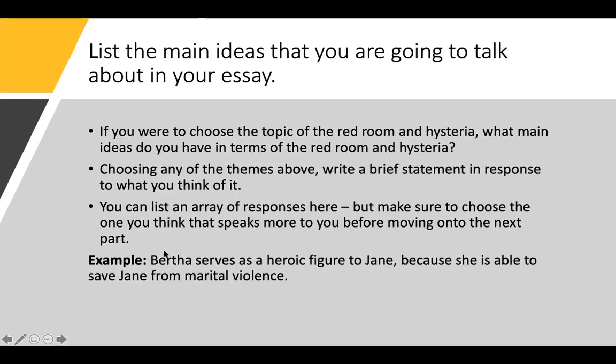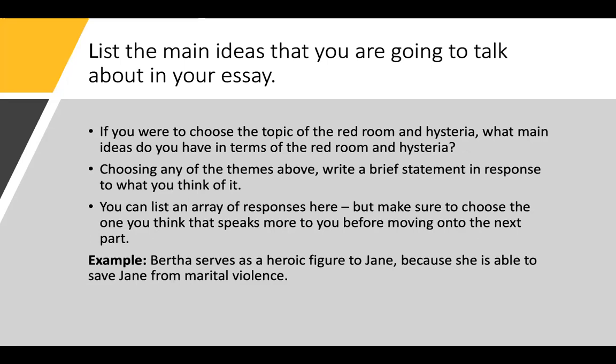So, list the main ideas that you're going to talk about in your essay. If you were to choose the topic of the Red Room and Hysteria, for example, what main ideas do you have in terms of the Red Room and Hysteria? Now I'm moving from what topic I thought of to starting to respond on that topic. So choosing any of the themes above, write a brief statement in response to what you think of.